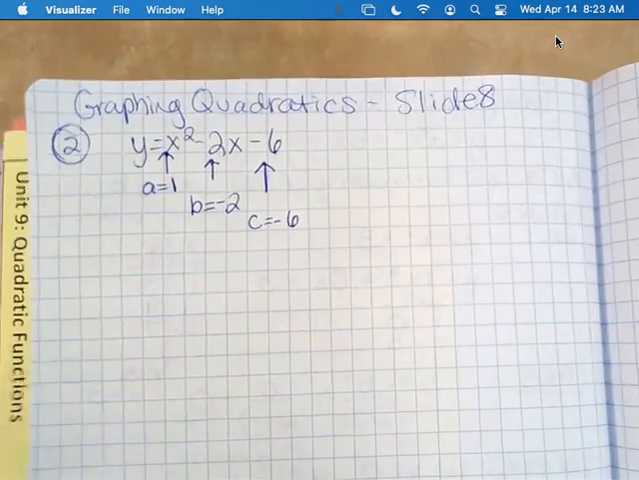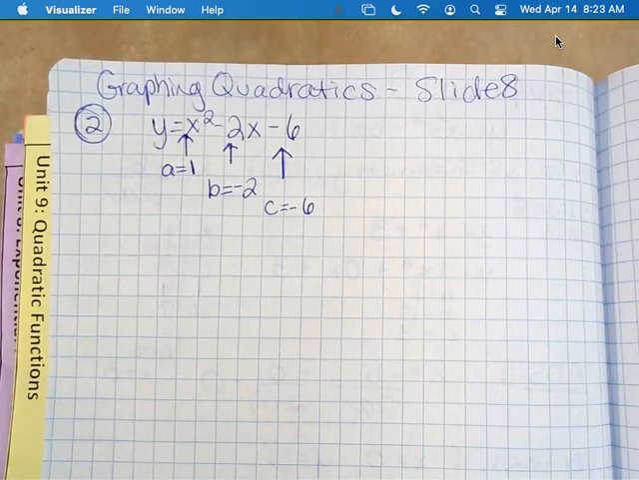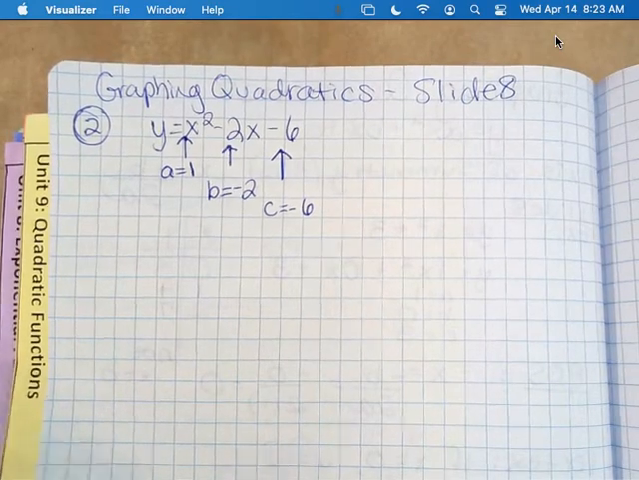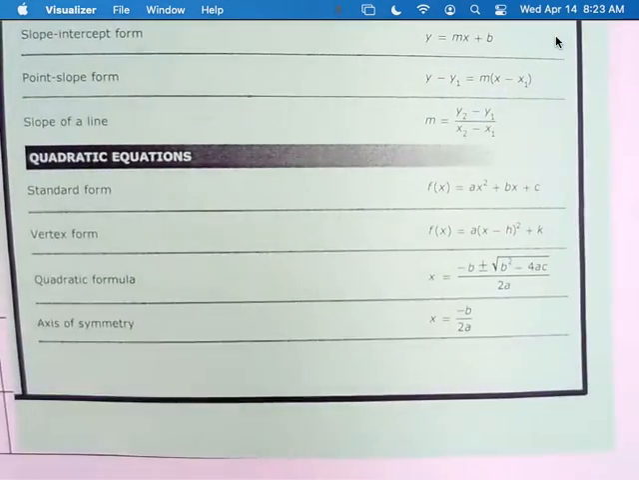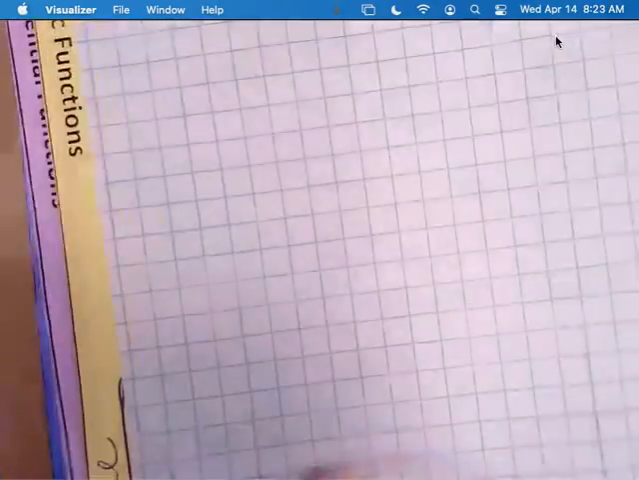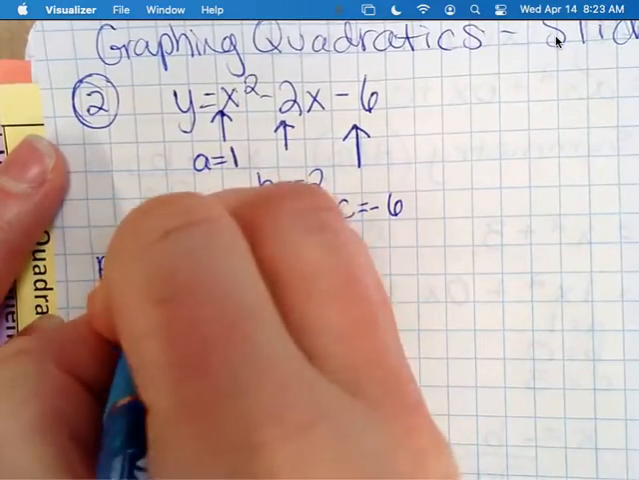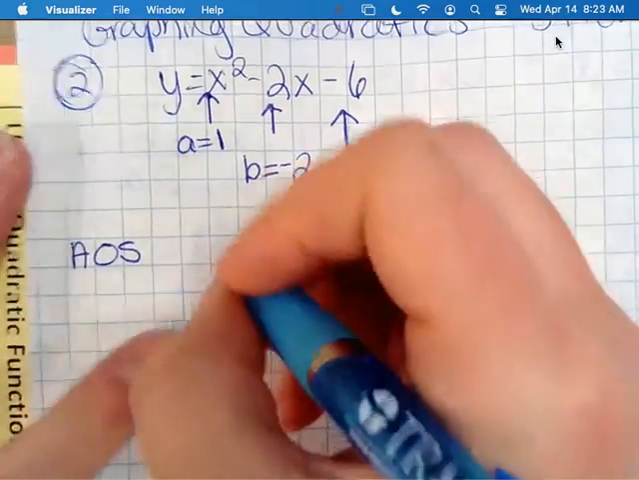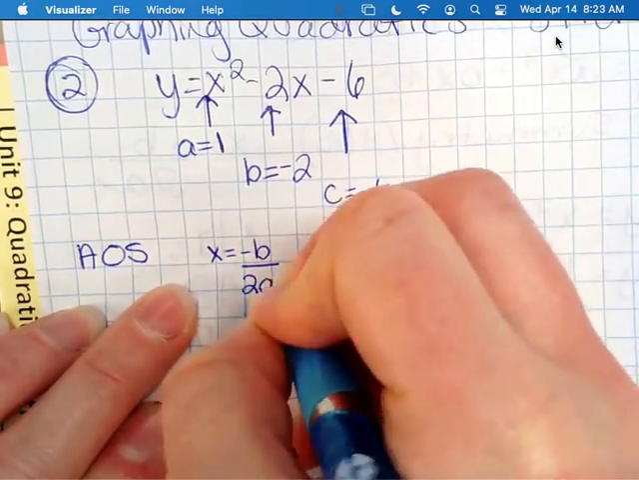So in order to graph these, we need to know first our axis of symmetry. So let's look over at our formulas. Axis of symmetry is negative b over 2a. X equals negative b over 2a. So we are going to write AOS for axis of symmetry, and write our formula. X equals negative B over 2A.